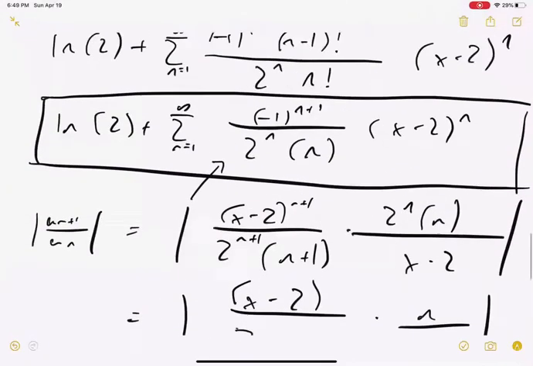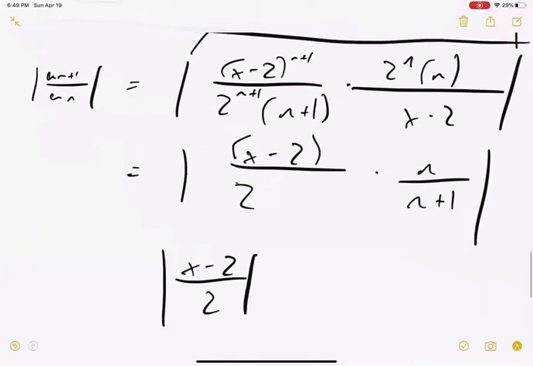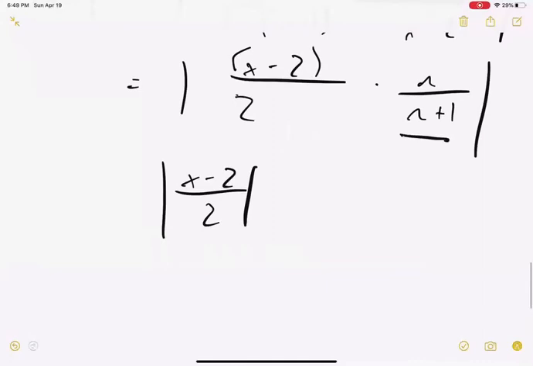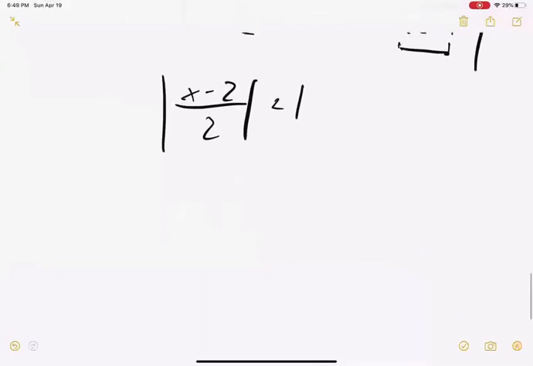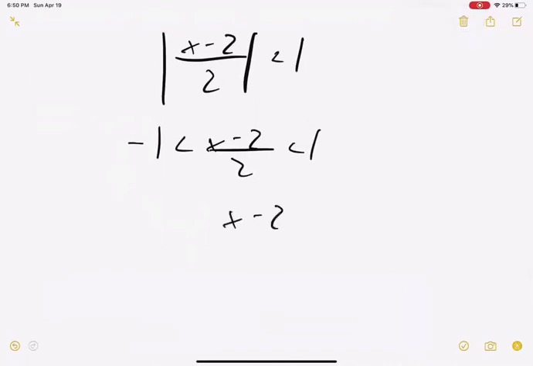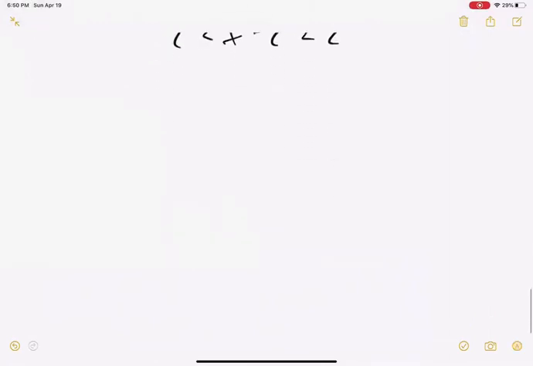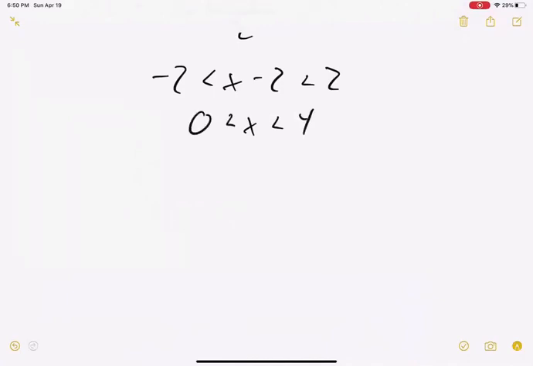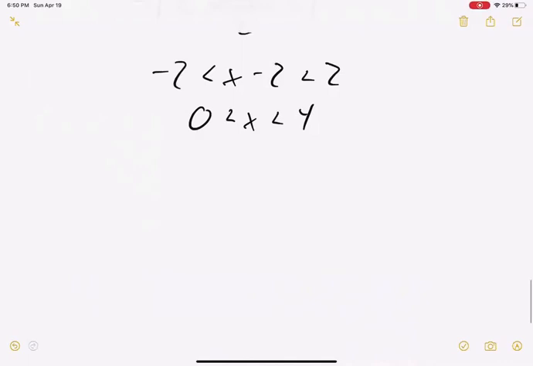This constant, this ln of 2, shouldn't make a difference. I can just ignore that and just consider the series. The limit of this part is 1, and I want the rest of it to be less than 1, right? So I want the absolute value of x minus 2 over 2 to be less than 1, meaning I want this, and then solving for x in my inequality, I should have this, and then adding 2 to both sides to get x by itself, I have x is less than 4 but greater than 0.